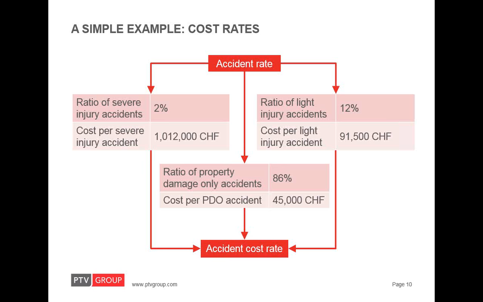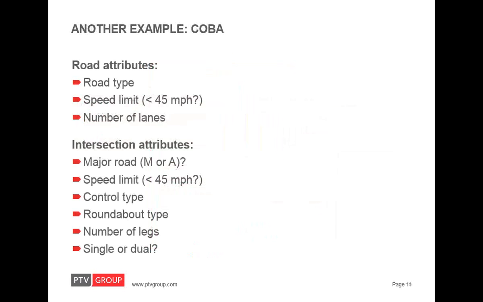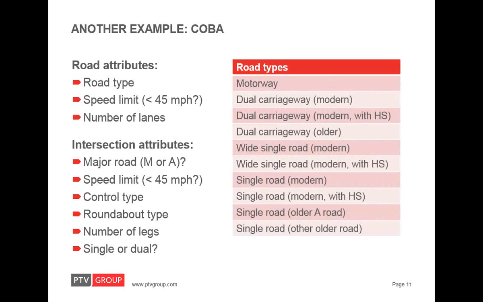Before I do this, I want to mention that there will be much more complicated accident prediction models. Another one which is quite simple is called COBA. This is used in the UK. It's short for cost-benefit analysis, and again we have road types. In this case we have other road types than in the Swiss example, but the idea is the same. I distinguish between different types of road.